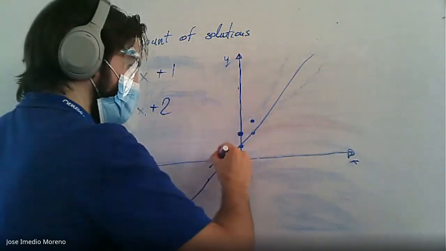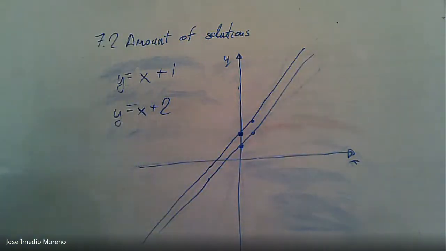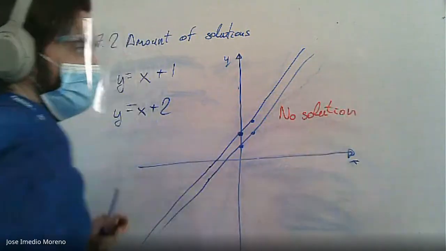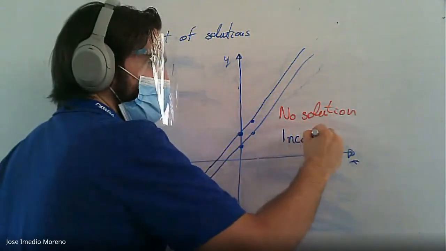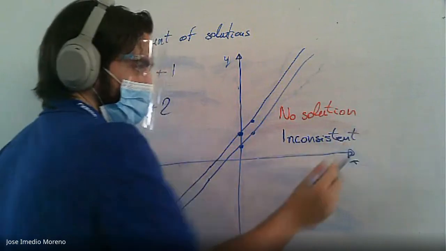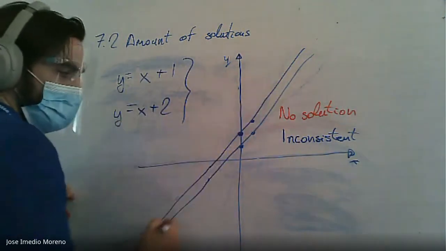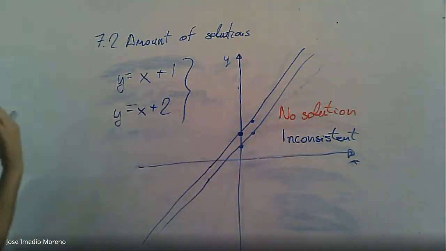These two lines are never ever going to cross each other. They will never touch. There is no solution. There is no intersection, so there is no solution. This is what we call a system that is inconsistent. It doesn't make sense because, of course, this line makes sense, this line makes sense, but together as a system, they don't make sense. They are inconsistent. There is no solution.